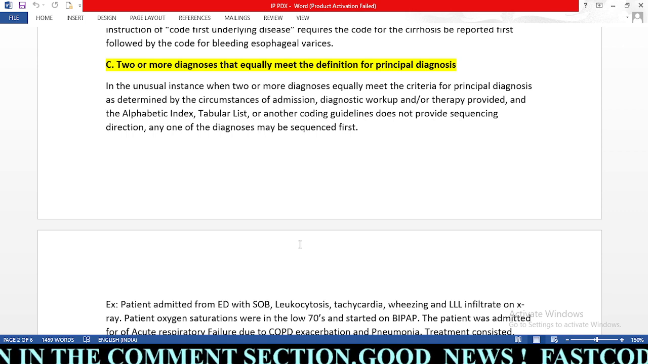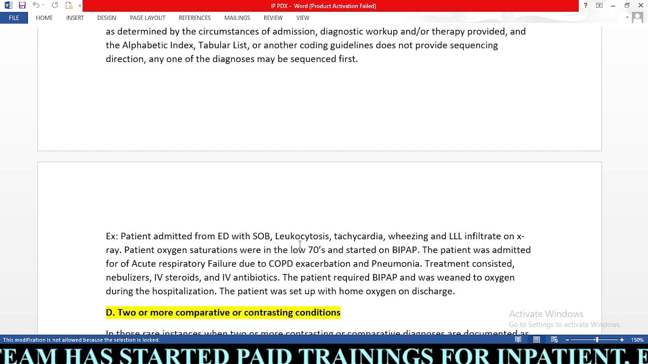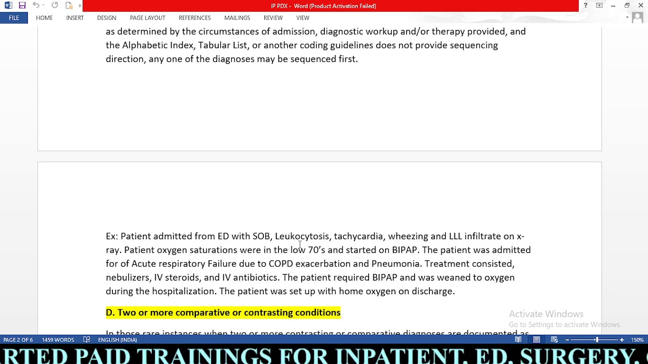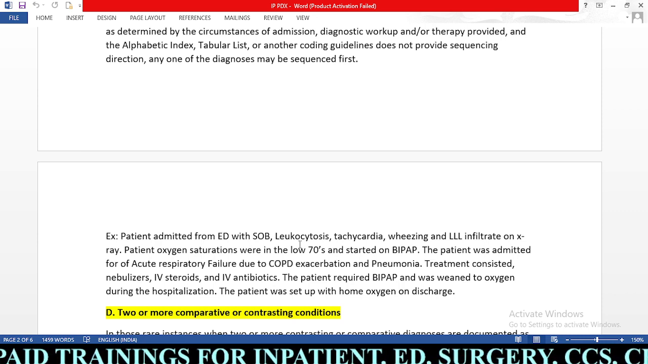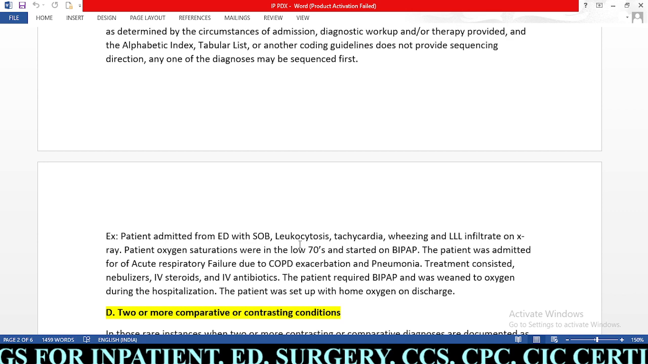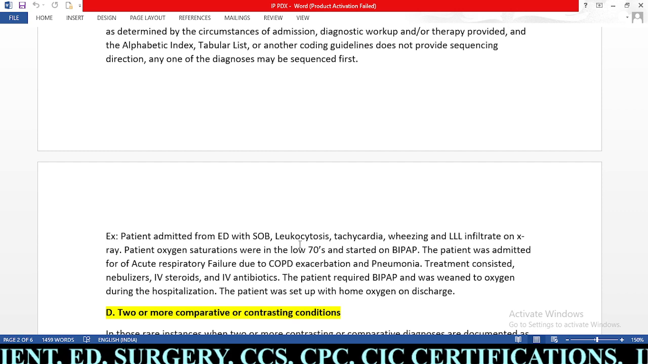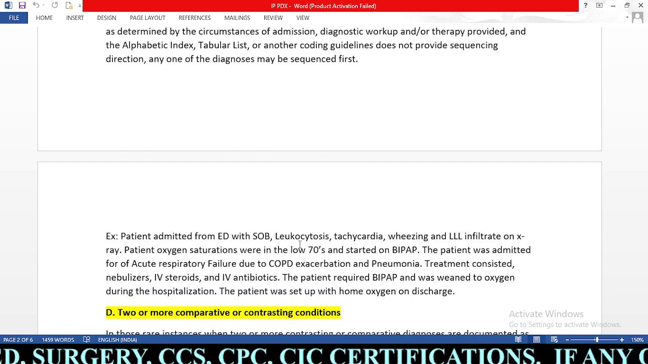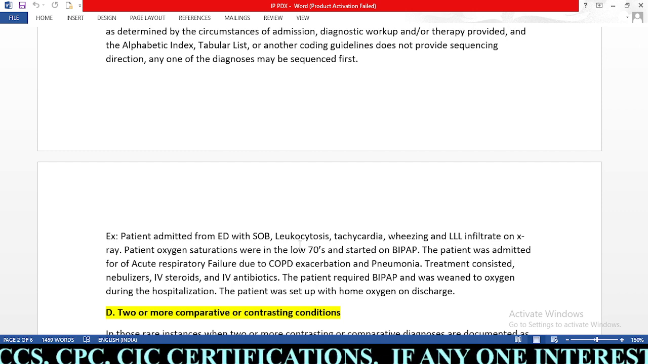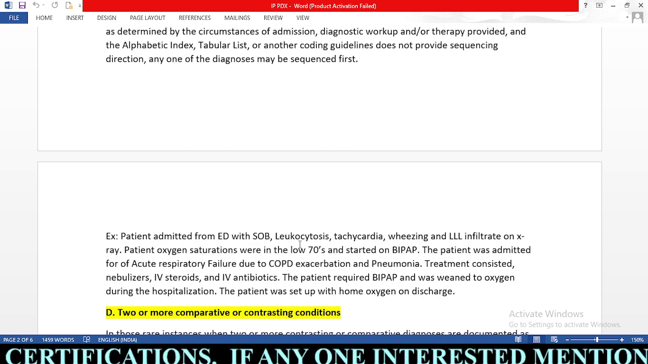Here we have an example. We will learn using that example. So here the patient was admitted from the ED with SOB, leukocytosis, tachycardia, wheezing and left lower lobe infiltrate on X-ray. Patient's oxygen saturations were in the low 70s and started on BiPAP. So the patient was admitted for acute respiratory failure due to COPD exacerbation and pneumonia. Treatment consisted of nebulizers, IV steroids and IV antibiotics. The patient required BiPAP and was weaned to oxygen during the hospitalization. The patient was set up with home oxygen at discharge.